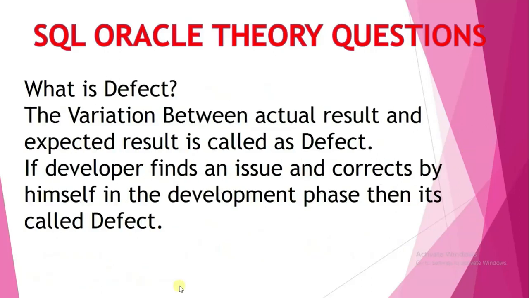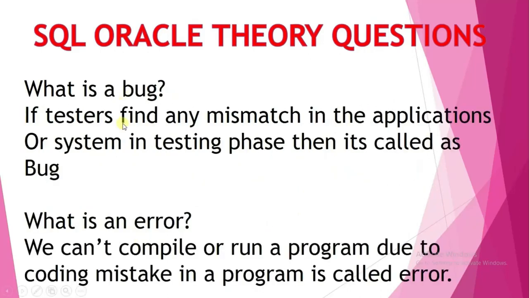Moving to the next one, what is a defect? The variation between actual result and expected result is called a defect. If a developer finds an issue and corrects it by himself in the development phase, then it's called a defect. Next, what is a bug? If testers find any mismatch in the application or software system in the testing phase, then it's called a bug. What is an error? We can't compile or run a program due to a coding mistake in the program. That is called an error.